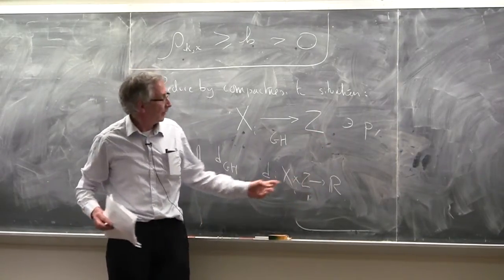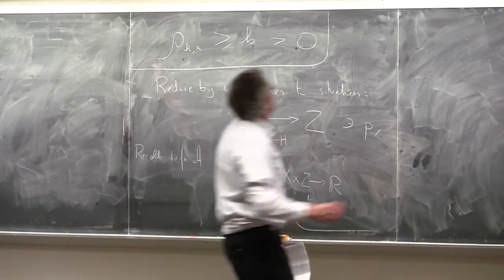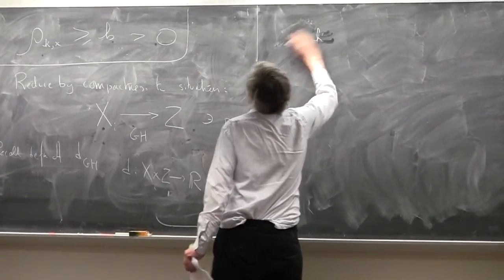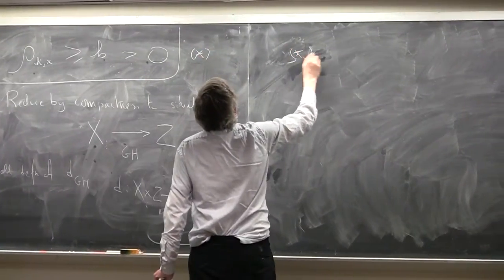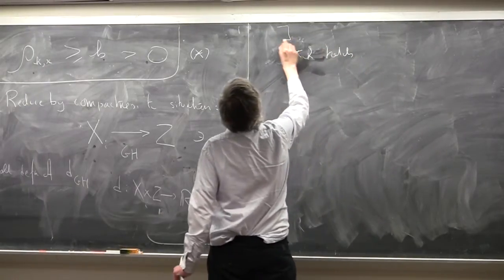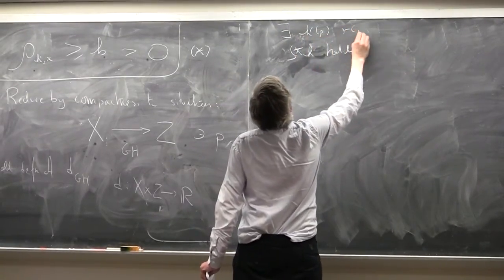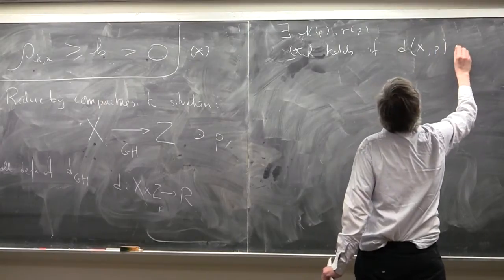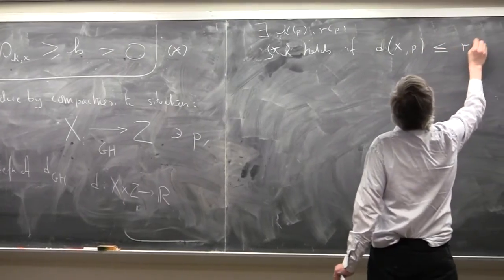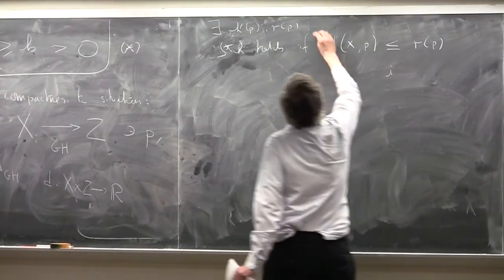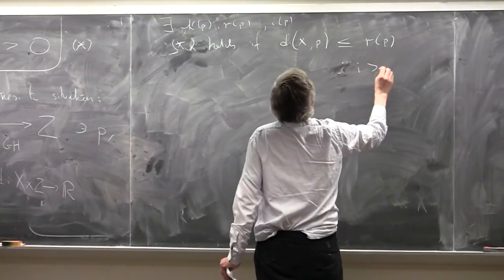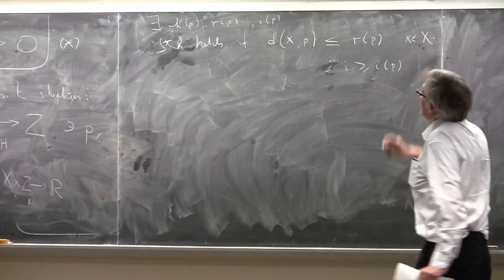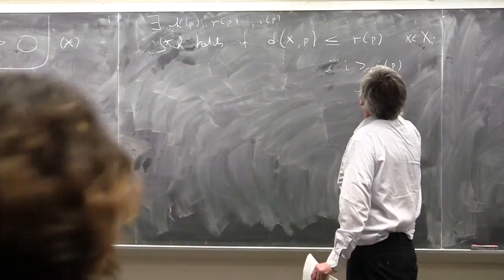So what we want to say is that there exists, let's say, star. Star holds, there exist K of P and R of P such that star holds if d(x, P) is less than or equal to R of P, and maybe also an I of P, with i bigger than I of P, and x is in X_i. Well, probably K equals K of P.